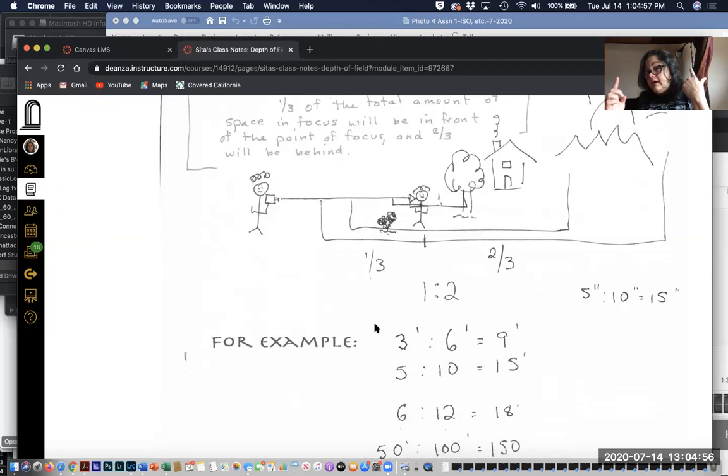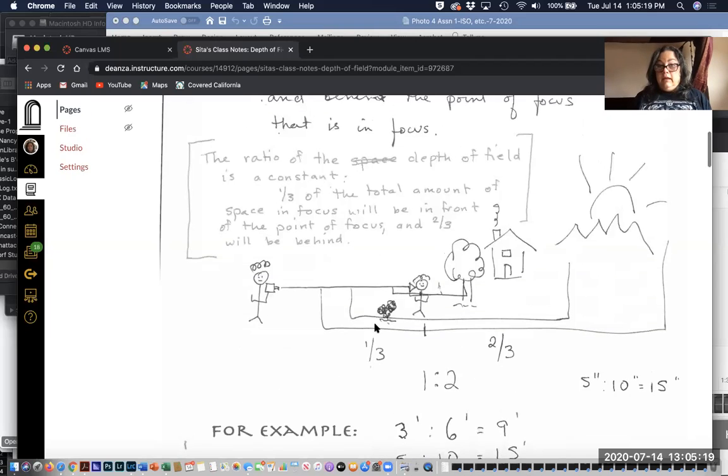And so you could have 1 foot in focus and 2 feet in focus in front of my nose and 2 feet behind my nose in focus. It could be 3 feet and 6 feet, or 5 feet and 10 feet, but the ratio is the same. 1/3 in front to 2/3 behind, or a ratio of 1 to 2.